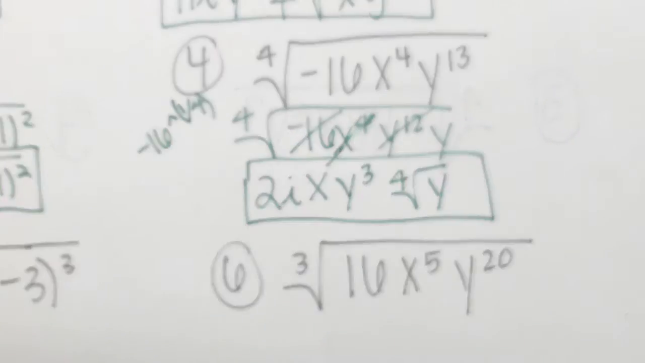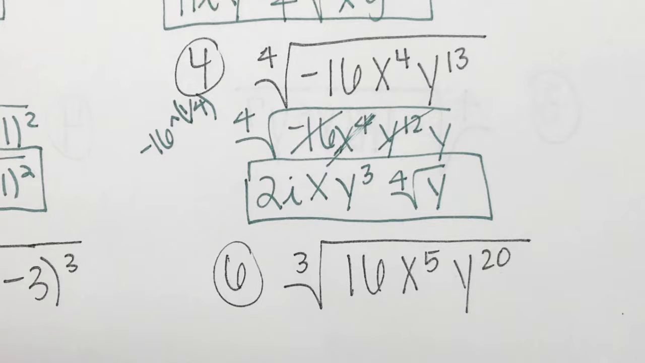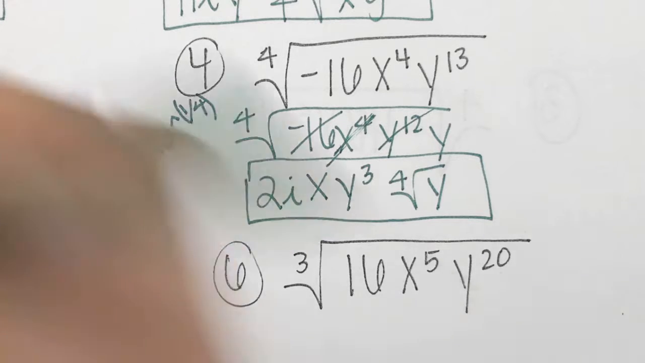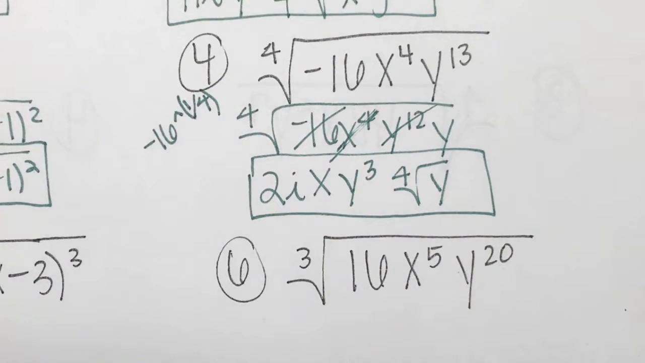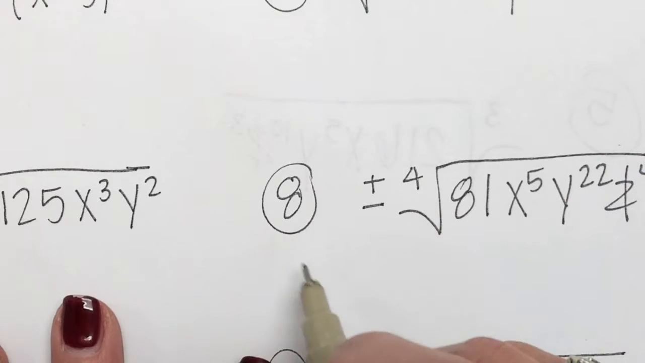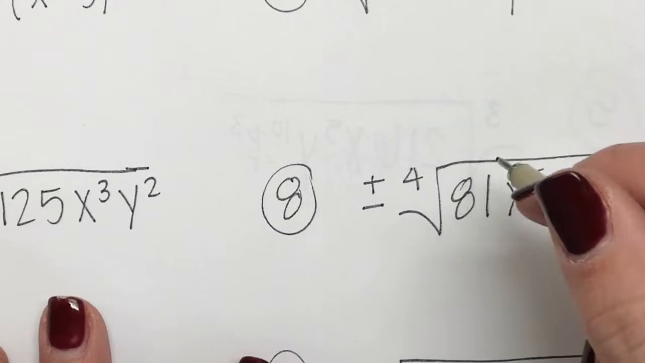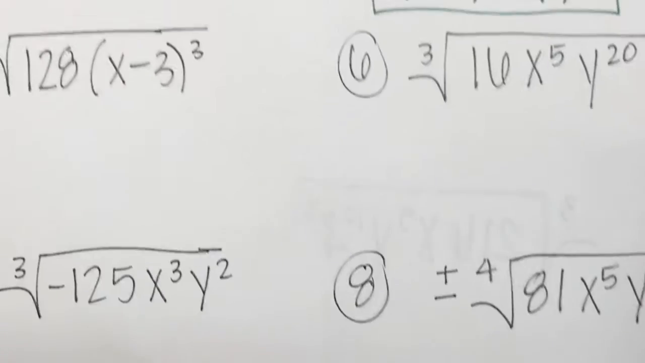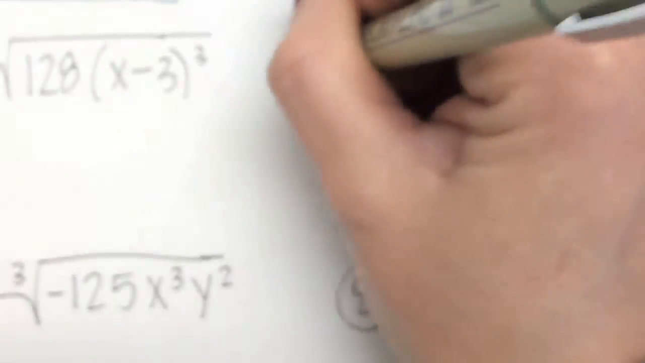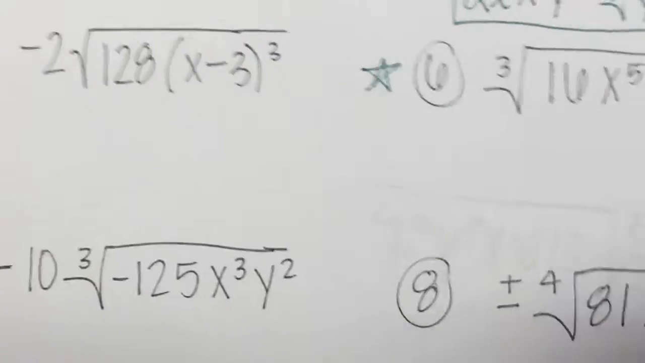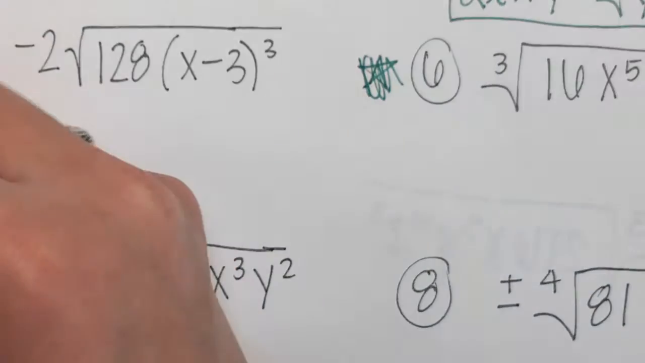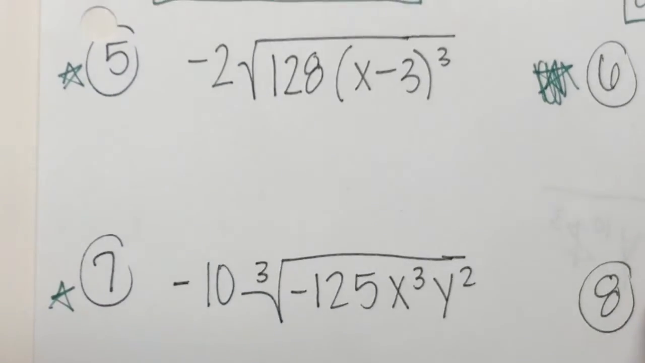We'll do 2 more together, then 2 more on your own. Any specific ones you want to do together from 5 through 10? 5. Any other ones? What's the difference between plus or minus? Nothing. Whatever your answer is, you write plus or minus, then your answer. Alright, then I'll just do 5 and 6. Okay? Oh, 5 and 7. We'll do that. Alright, number 5.